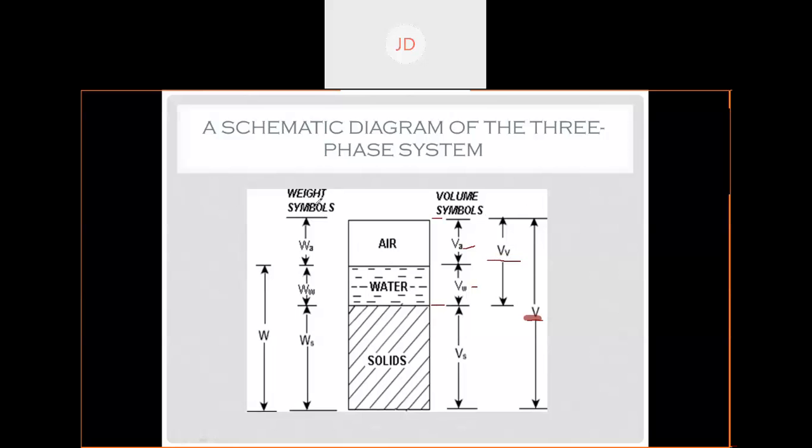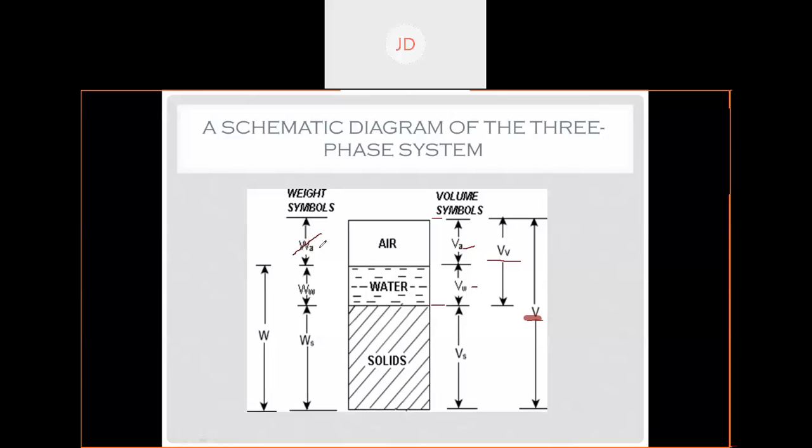Now let's go to the weight representation. We'll start from the solid part. Now see Ws, capital W with suffix s. So Ws represents the weight of the solid. Capital W with small w represents the weight of the water. Now Wa represents the weight of air. In this case, this weight of air is very negligible, so we can neglect that. Wa is not considered here.